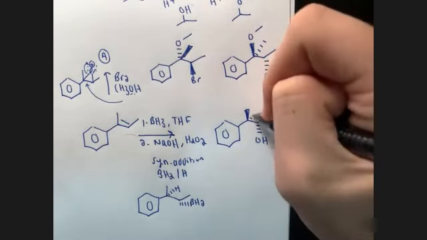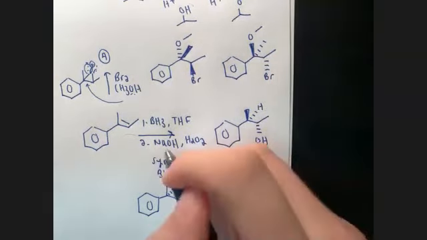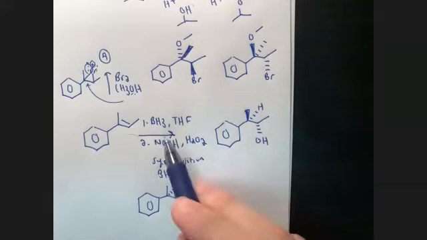So for all intents and purposes, you can draw this H to see that it was syn addition. And then that second step replaces the BH2 with the OH. So that's the first one.